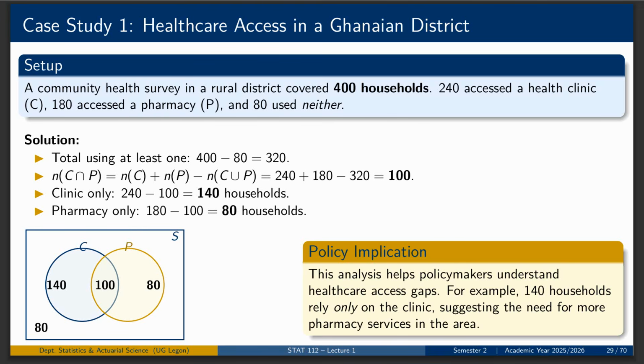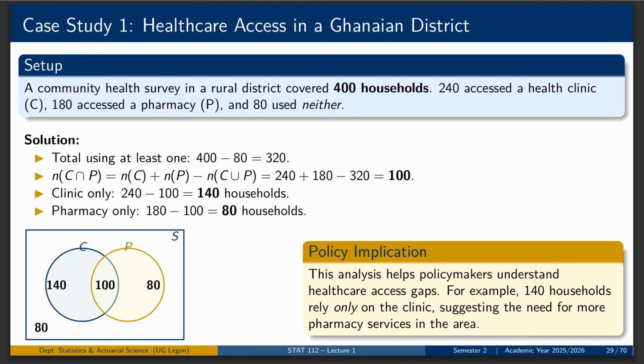We can also do a case study, healthcare access in a Ghanaian district. So the setup, we have a community health survey in a rural district covering 400 households. 240 access a health clinic, 180 access a pharmacy, and 80 use NIDA. Right now, so we can get a total using at least one of them. Okay, that will be the total number of households minus those who use NIDA. Right, and we can represent this in a Venn diagram like this.